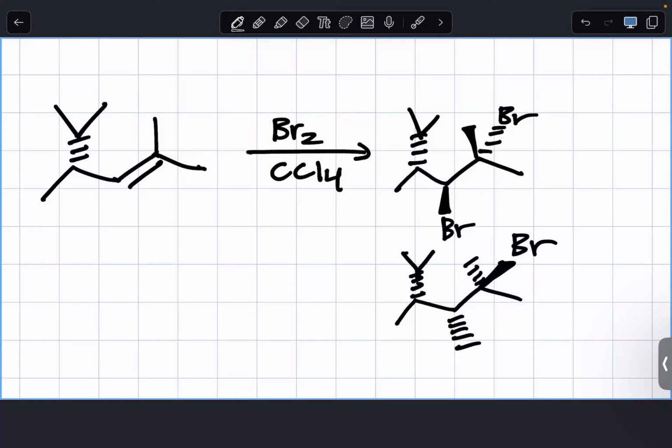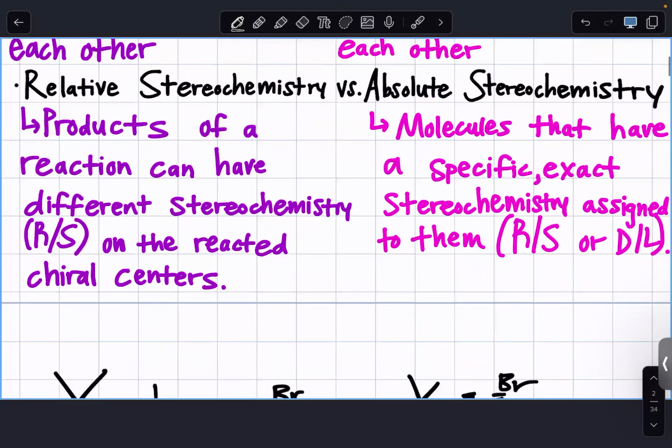If the reaction creates diastereomers, then it has relative stereochemistry, yes. And it's also diastereoselective if it creates diastereomers. Right. Okay.